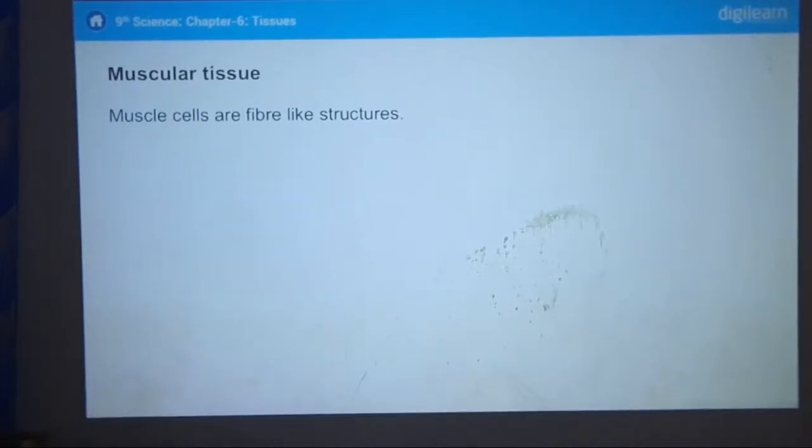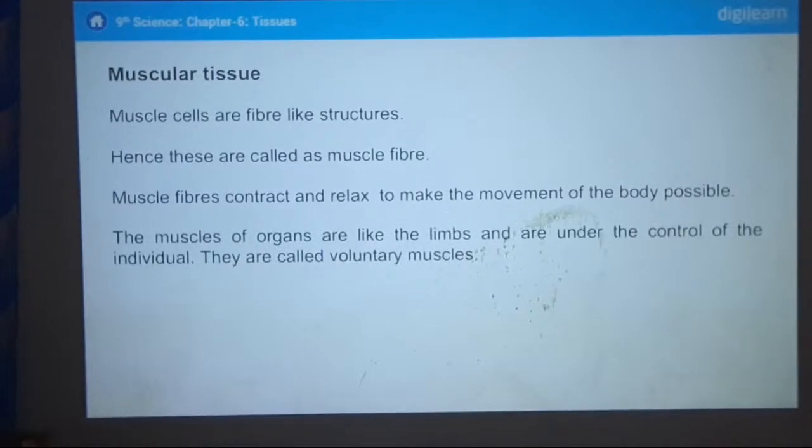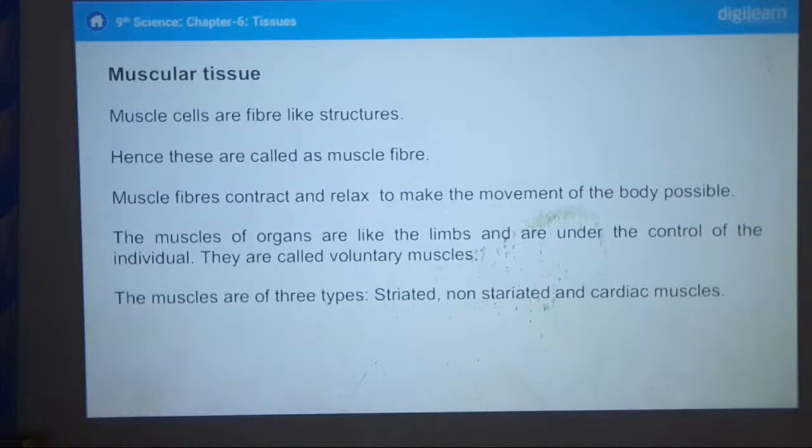Muscle cells are fiber-like structures. Hence, these are called muscle fibers. Muscle fibers contract and relax to make the movement of the body possible. The muscles of the organs like the limbs are under the control of the individual. They are called voluntary muscles. The muscles are of three types: striated, non-striated, and cardiac muscles.